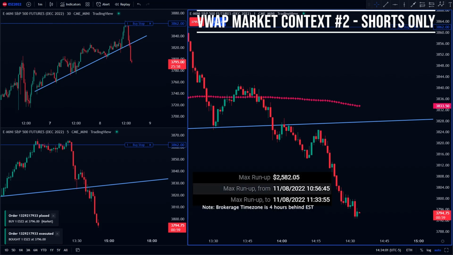From the Trade Performance tab, you can see that I held this trade for 37 minutes and the P&L was $2,582.